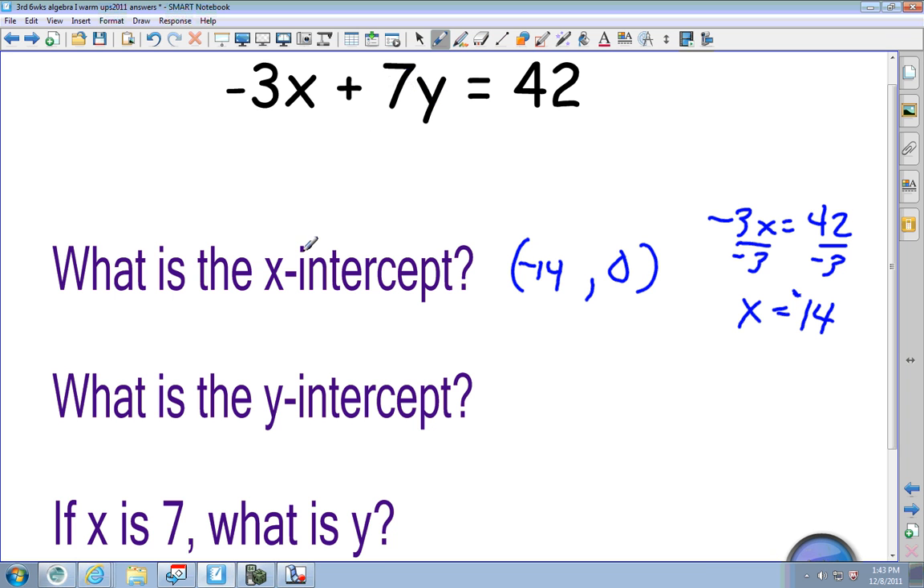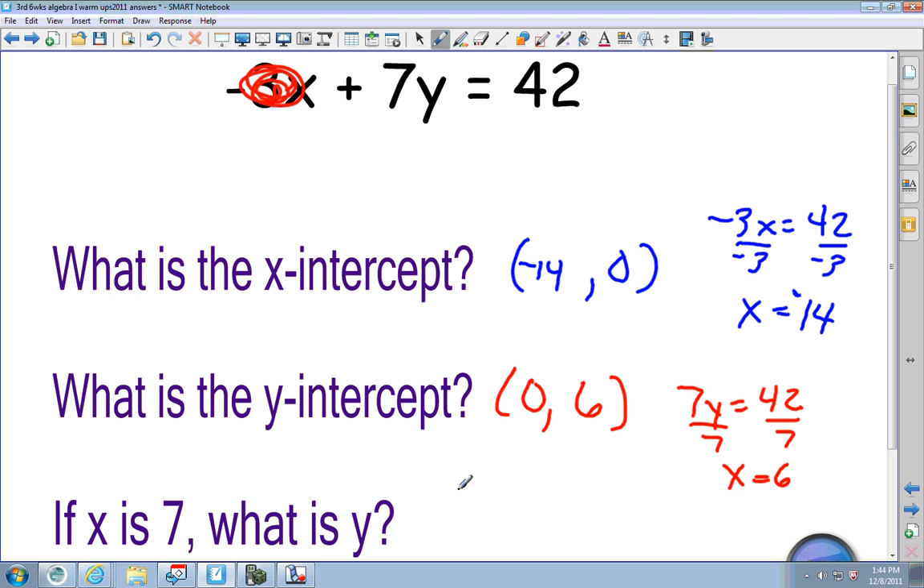The next one, the y-intercept, 0 goes in for the x, so I'm going to cover up the x. I get 7y equals 42. Divide by 7. y equals 6. My y-intercept is 0, 6.